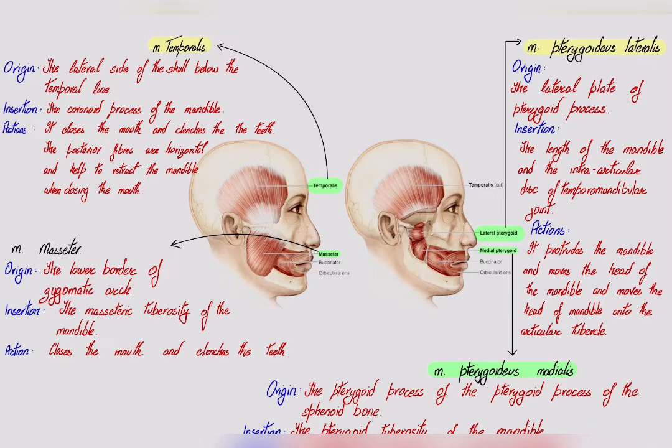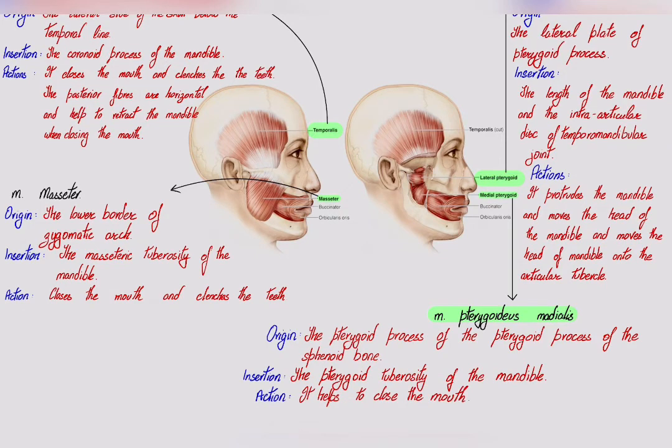The next muscle is the lateral pterygoid, or musculus pterygoideus lateralis. It originates from the lateral plate of the pterygoid process, as we can see over here. This one is the lateral pterygoid muscle, this one. And it has its insertion in the neck of the mandible and the intra-articular disc of the temporomandibular joint. The action that it performs is it protrudes the mandible and moves the head of the mandible onto the articular tubercle when the mouth is opened. So the action that it performs is quite a complex one. It originates from here, has its insertion over here, and I've already told you the action that it performs.